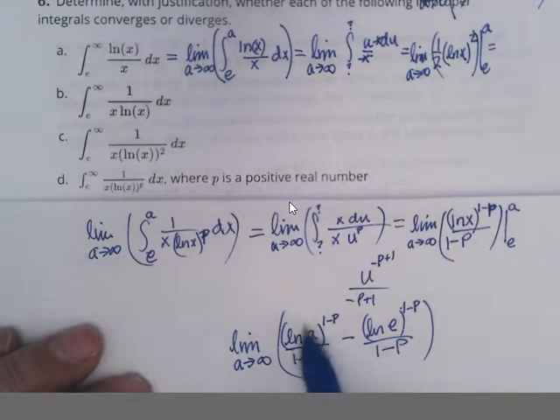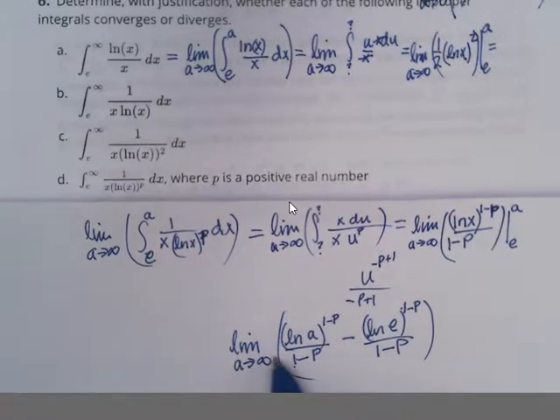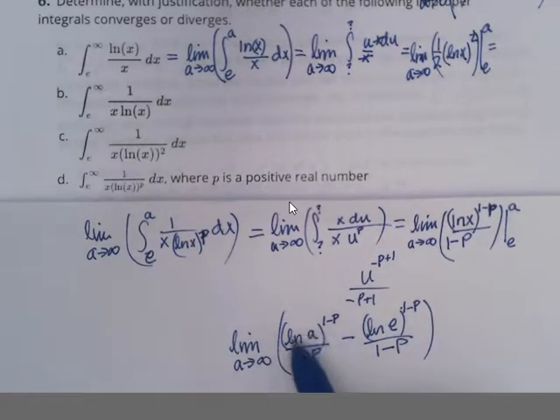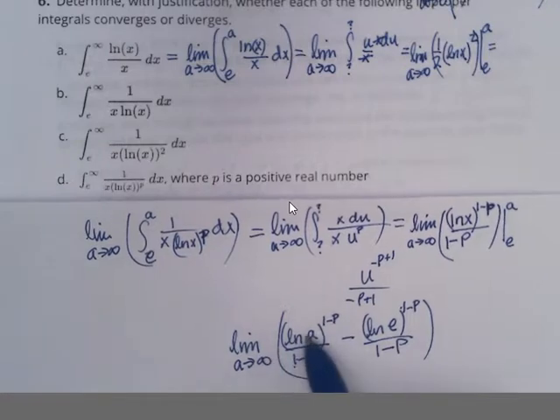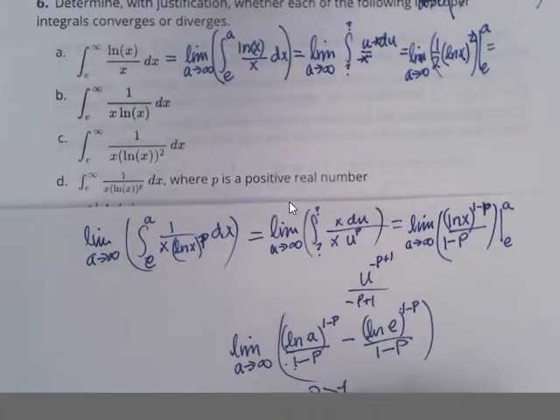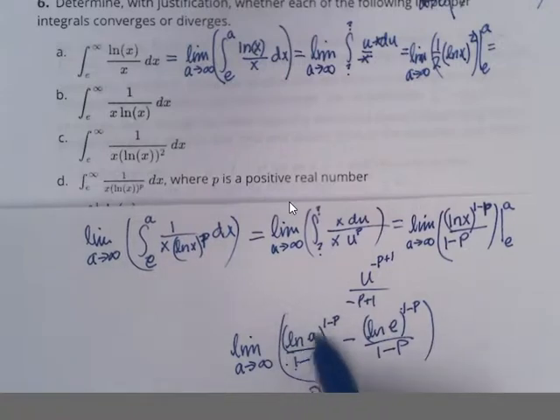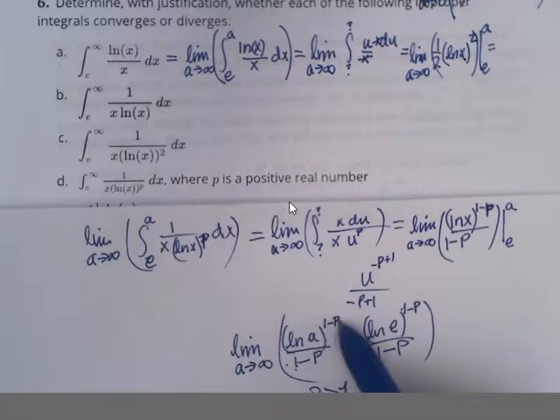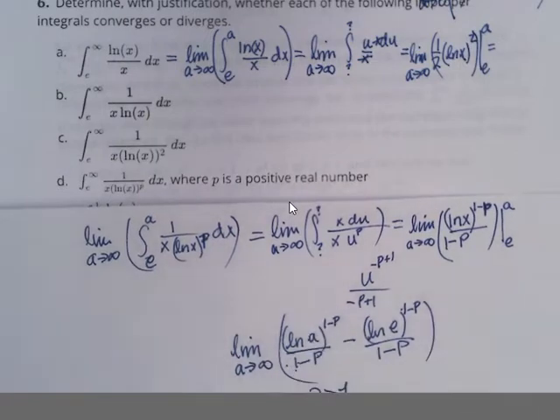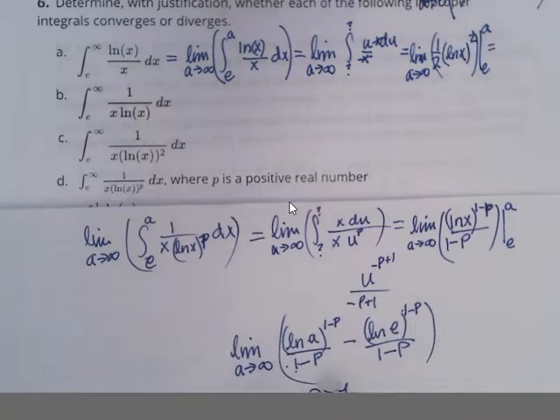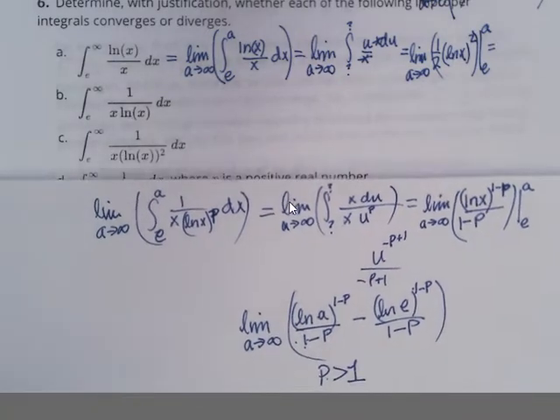1 minus p is a constant. Ln a would have to be in the denominator for this to converge, because ln grows without bound as a goes to infinity, so we need that to be in the denominator. So p must be greater than 1. If it's not, then this will be in the numerator. If p is greater than 1, we'll have a negative exponent, which puts it in the denominator. So p has to be greater than 1 for this to converge.